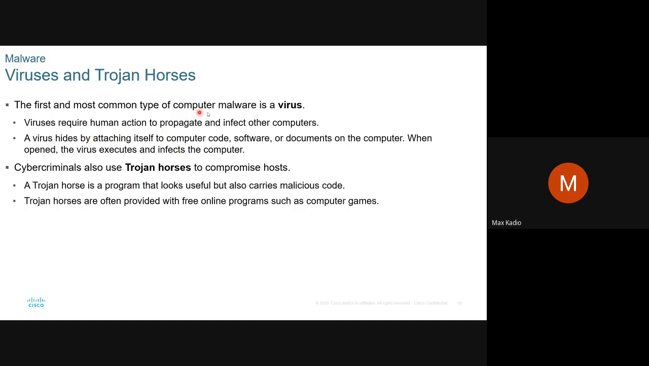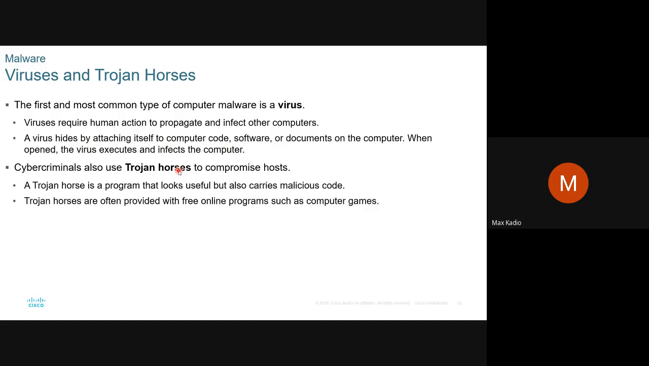What's the difference between them? Viruses require human action to propagate and infect other computers. For example, you click on an email that's not good, or you download a fake or cracked software from the internet. They hide by attaching themselves to a code, to a software, or anything else. So it's a program to attack your PC and your network.